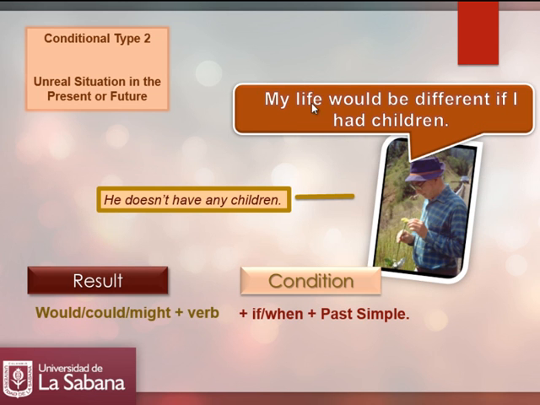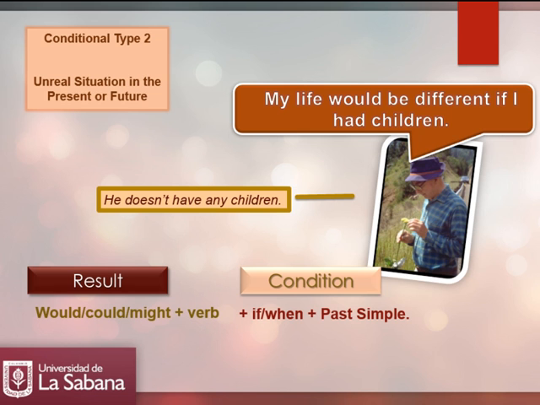For example, my life would be different if I had children. If I had children is in the past simple, but he's talking about the present but uses past simple to show that this situation is not real, that this is contrary to the fact. And in the result clause, we see would be different. So would plus base verb or could plus base verb.